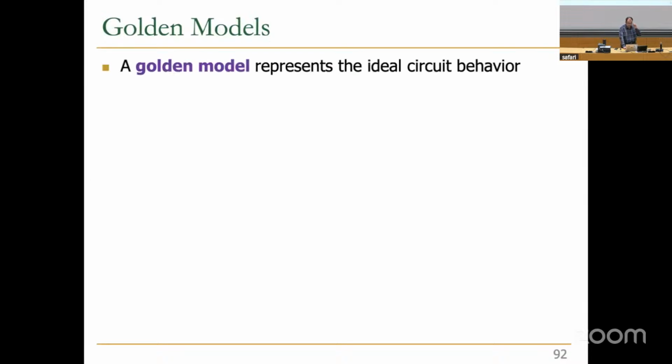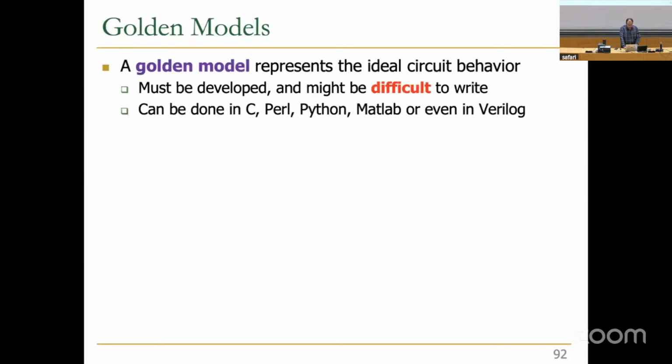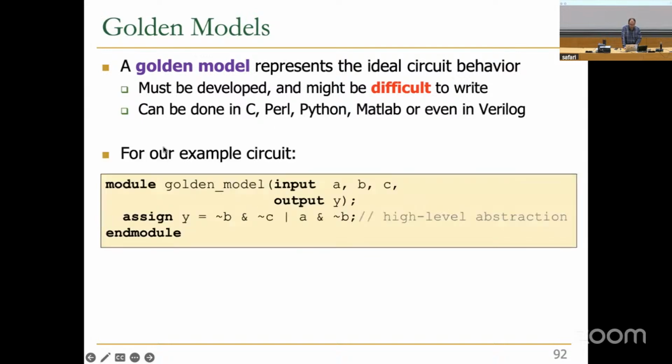But we also have another way of testing, which in my opinion is the best one: the automatic test bench, where we use golden models. Any questions so far? Okay, good. A golden model represents the ideal circuit behavior and must be developed, and it might be difficult to write. This can be done in any language or even in Verilog. For our basically silly example, the golden model would be as easy as this, right?